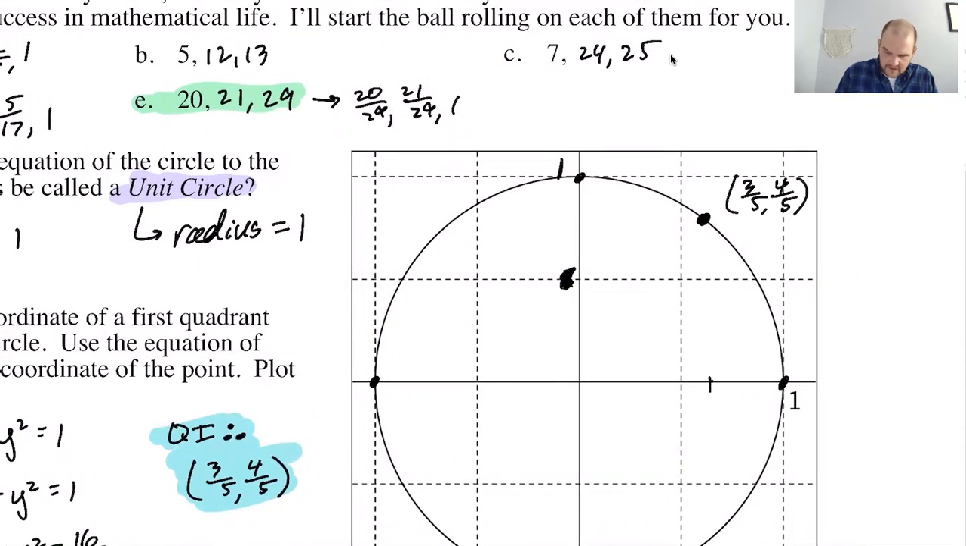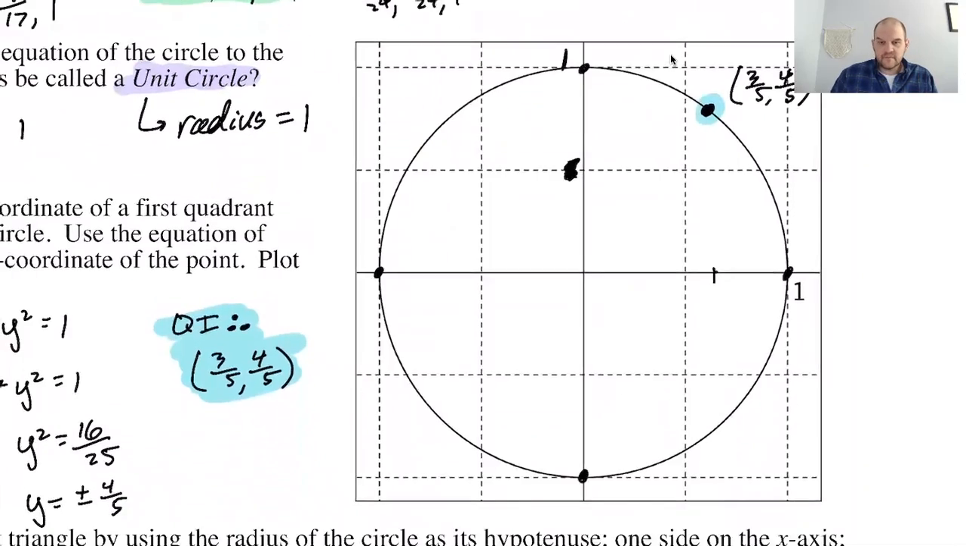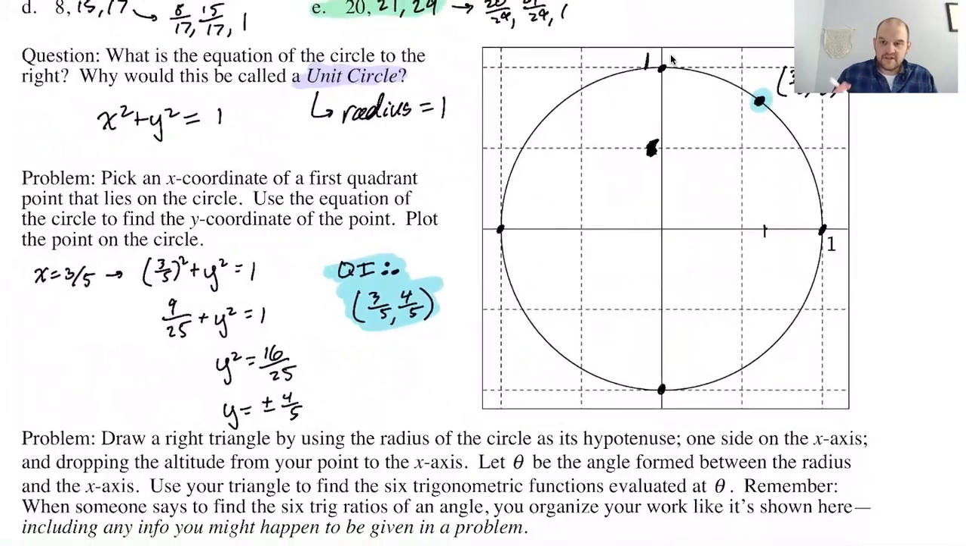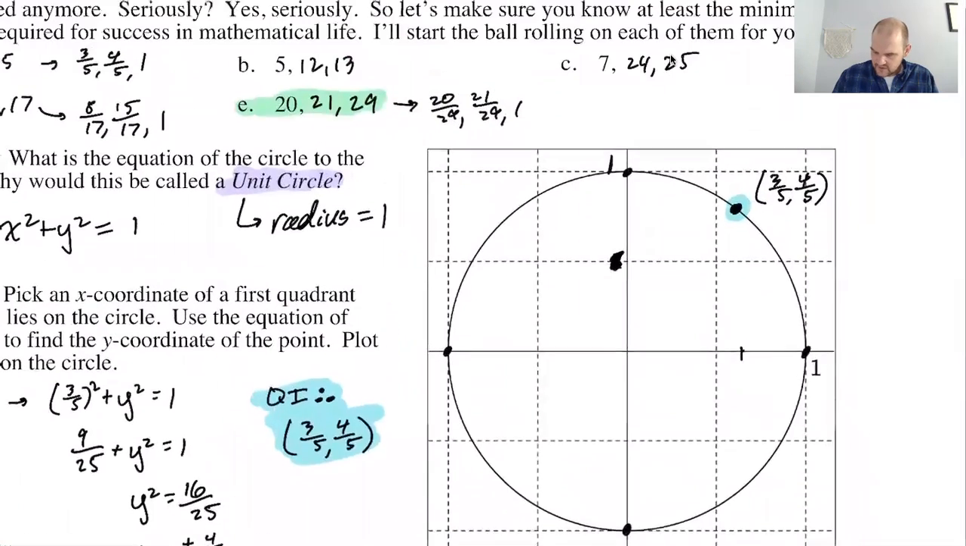Okay, now what are we going to do with it? So what we're going to do with it is we're going to create a triangle. The triangle that we create is always going to be the same type of triangle. You're going to go from your point and you're going to go to the closest part of the x-axis. You're going to drop the altitude straight to the closest part of the x-axis. So let's do that.